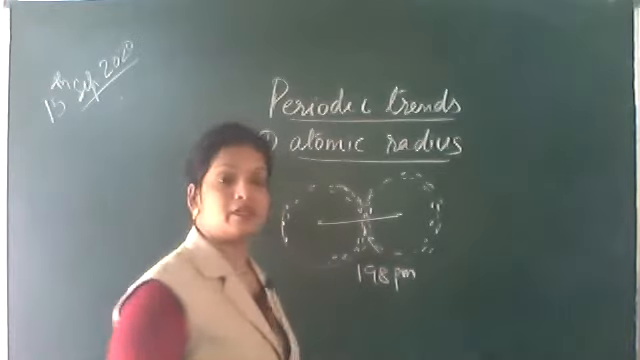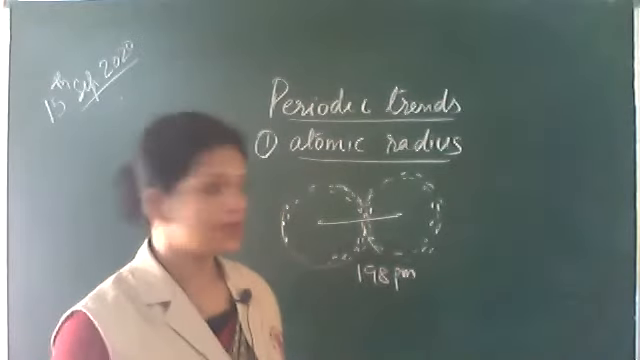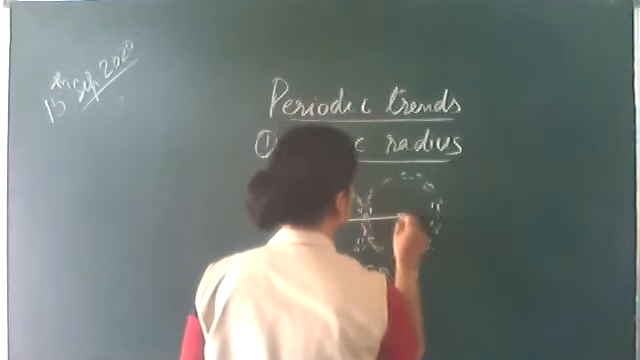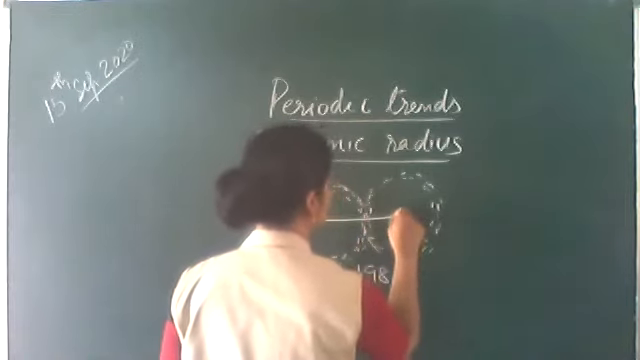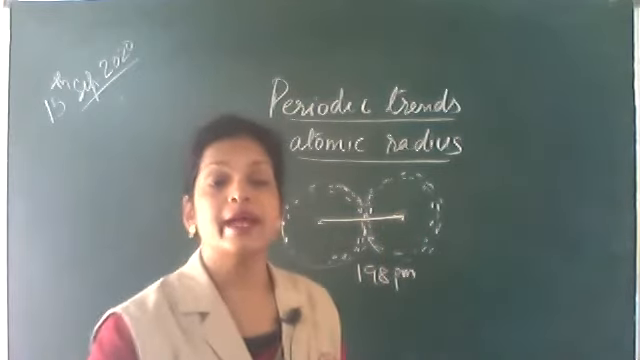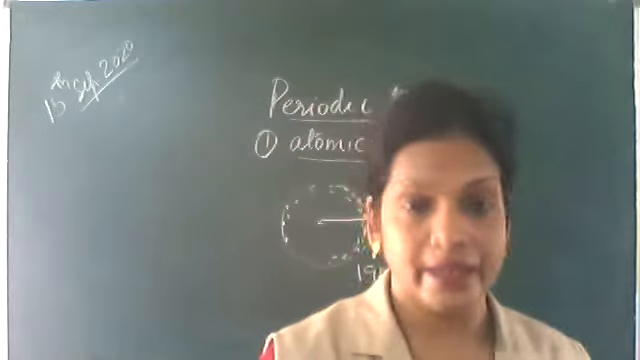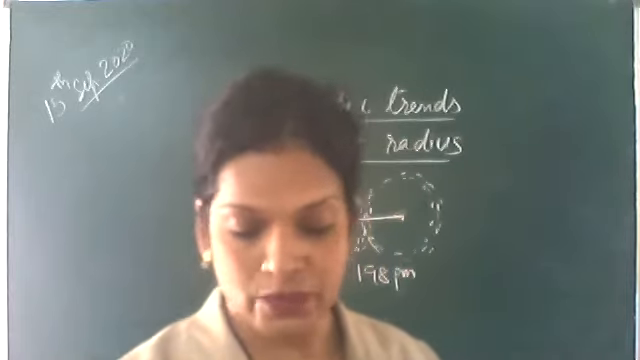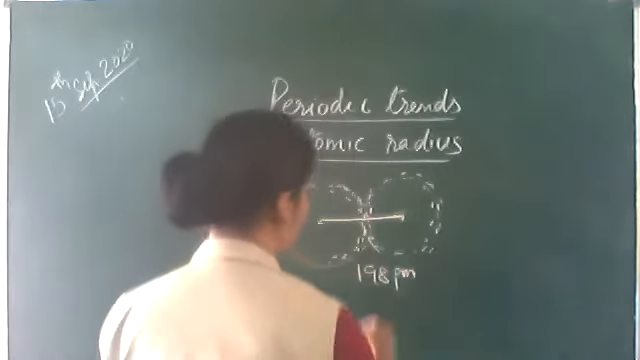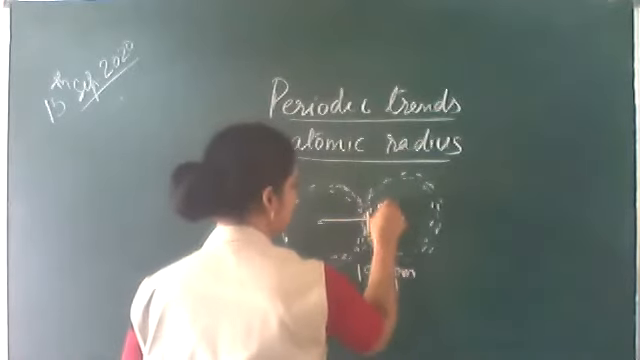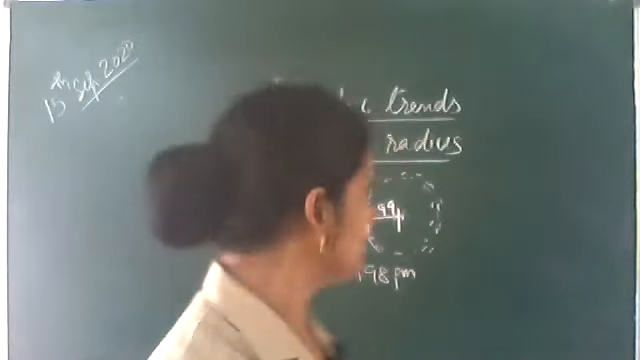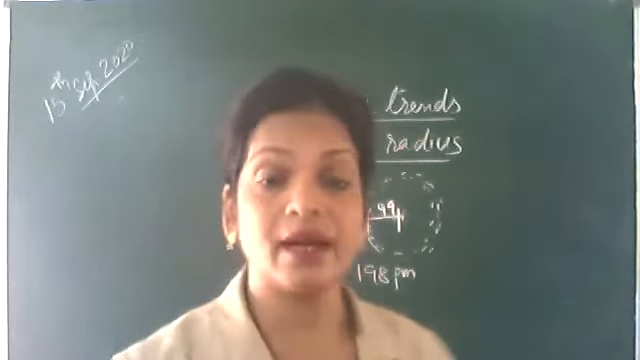We measure the internuclear distance and take the half of that. That will give you the atomic radii of chlorine. So write down, what is the half? You take half of this, that is 99. So 198 is the internuclear distance and take the half of that.